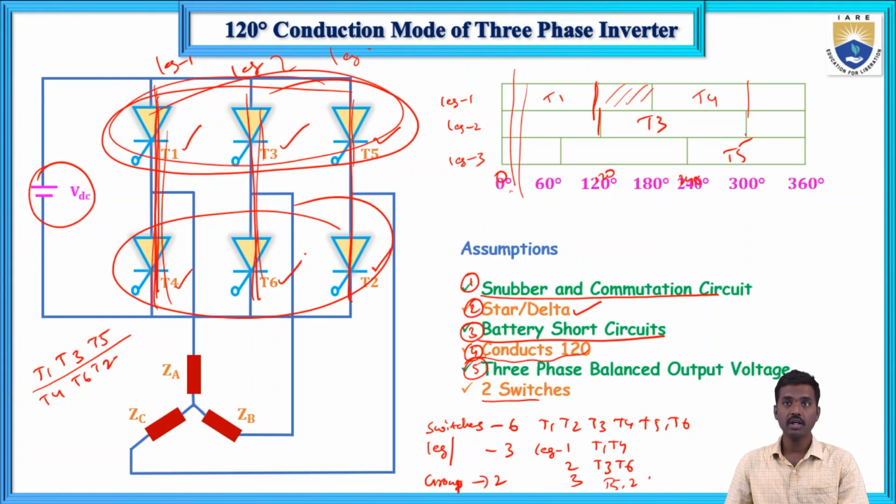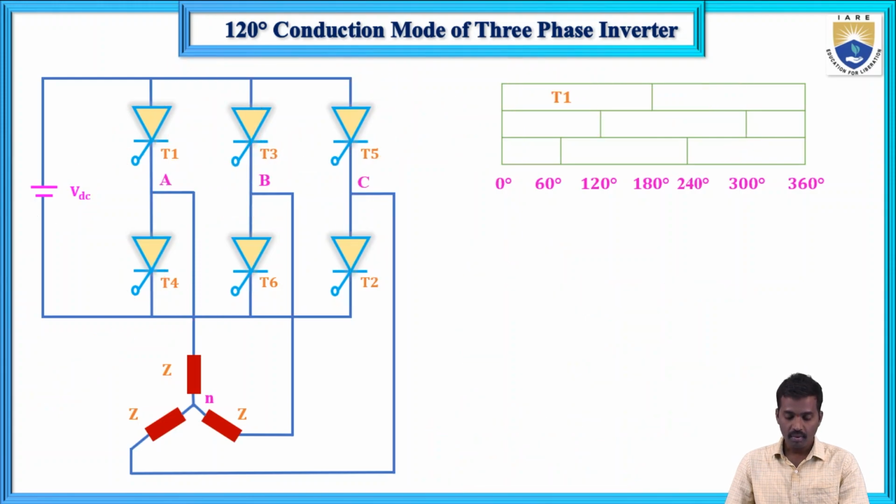Now let us understand the control scheme for this 120 degrees conduction mode. How each thyristor will conduct, that we will see. First, T1 in the leg 1, this is leg 2 and leg 3. So leg 1 for row 1, leg 2 for row 2 and leg 3 for row 3.